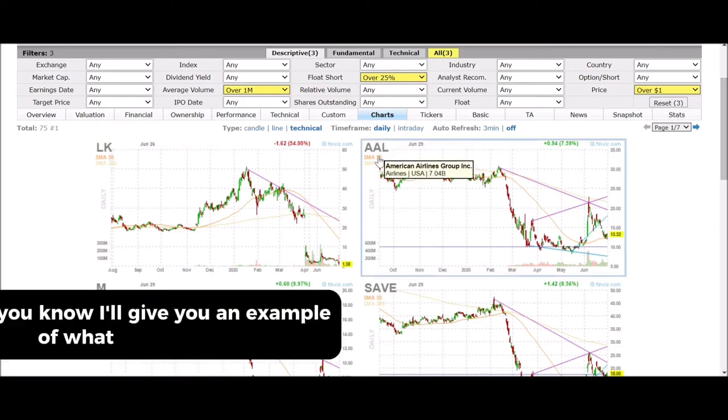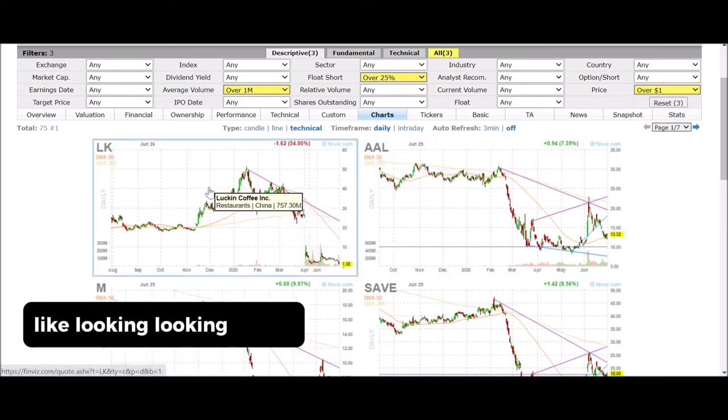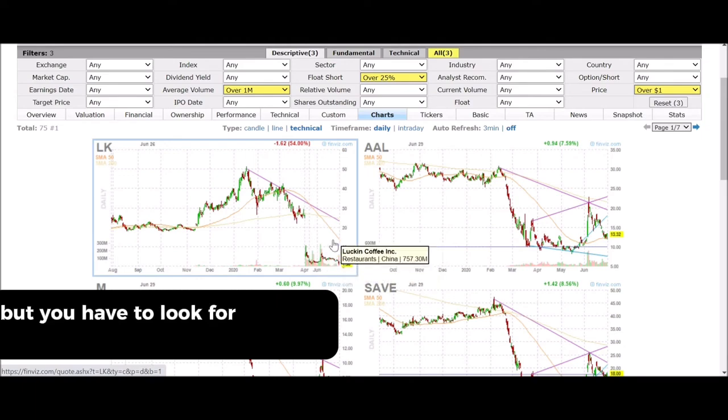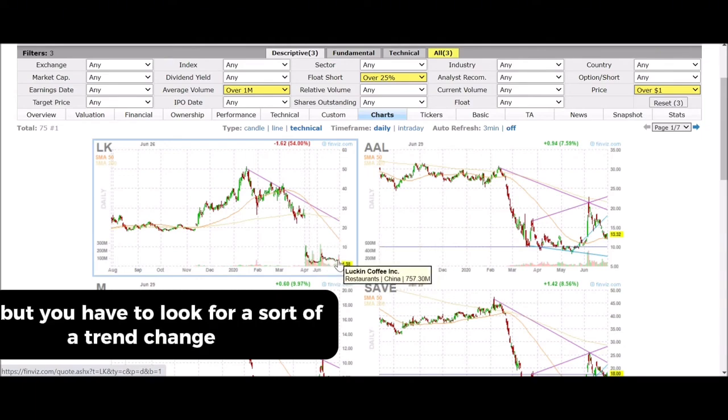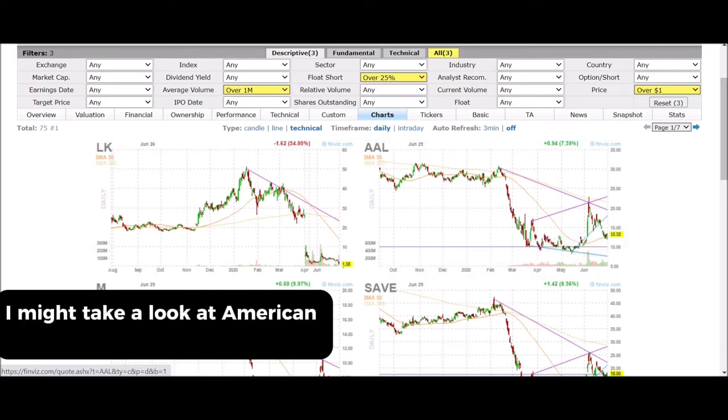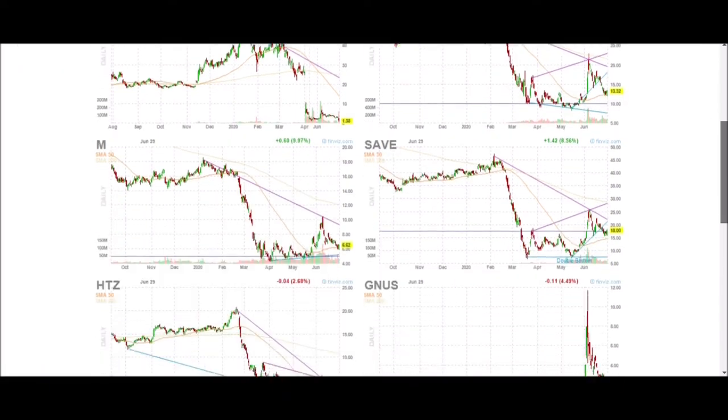I'll give you an example of what doesn't look good, like Luckin Coffee. That had a really bad close. That will be a good short squeeze eventually, but you have to look for sort of a trend change first. I might take a look at American Airlines. Let's come back to that.